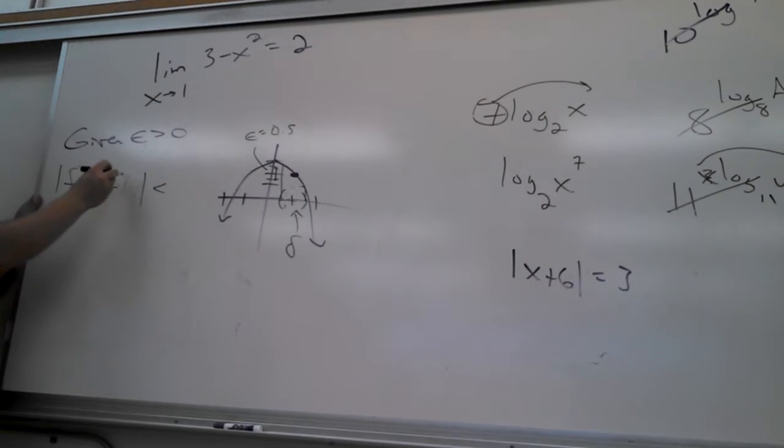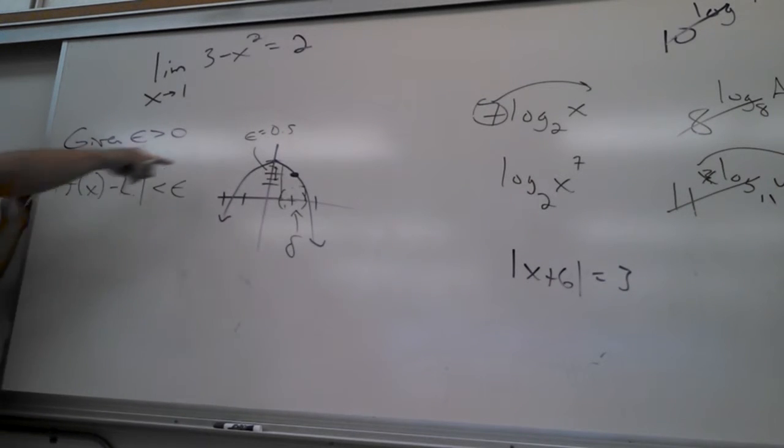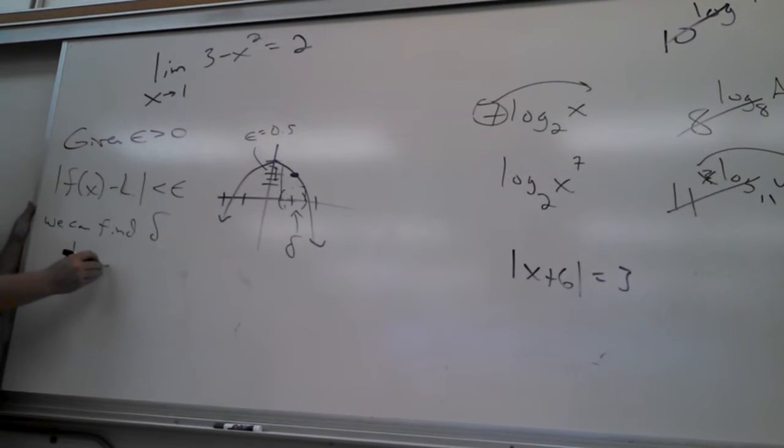In fact, let me put this in general. Somebody gives me epsilon, so they want me to be within epsilon between the function value and the limit. Let me stop there. Does that make sense? Yeah. They want the outputs to be within that much of the real limit. And I've got to find delta so that this is true. When this is true, then this is true. That's what I have to find.